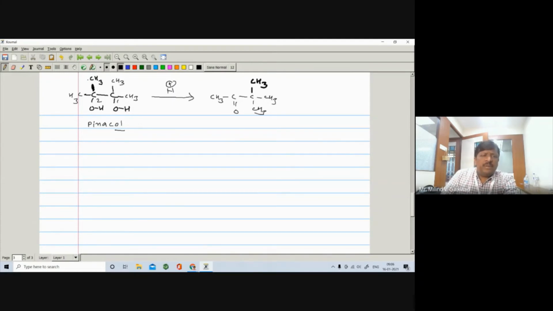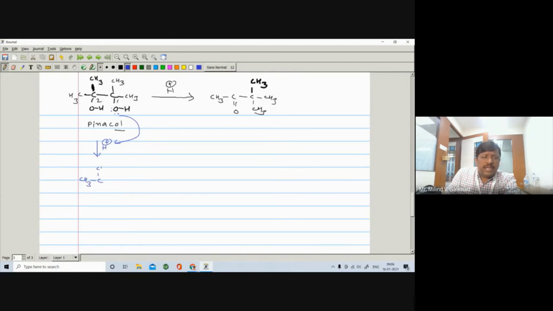Now let us see what is the mechanism of the reaction. The mechanism is also very simple. The reaction takes place in the presence of acid. The oxygen has 2 lone pairs. Either you can take the OH on carbon number 1 or the OH on carbon number 2. It undergoes protonation in the presence of acid. You are getting such a type of protonated compound.